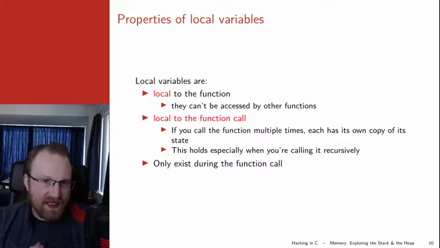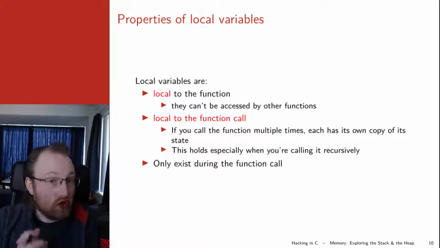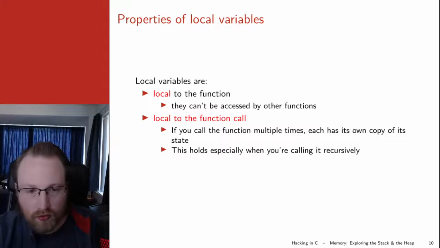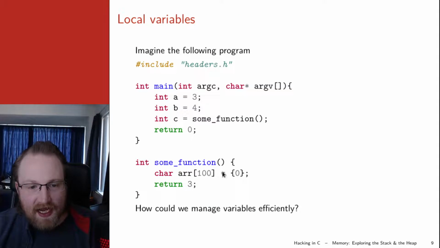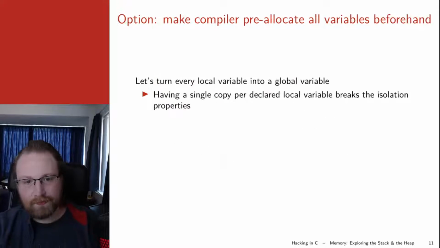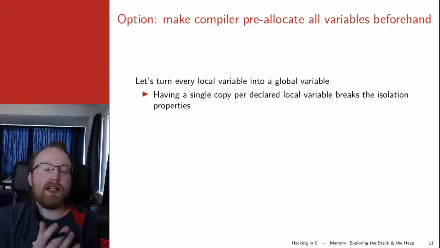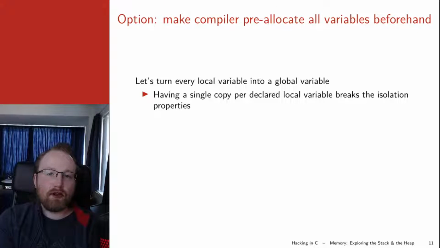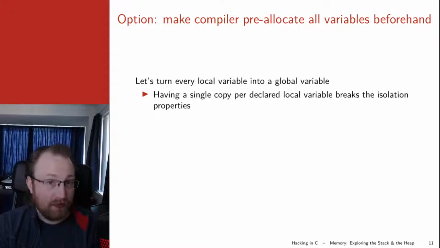And the final property is they only exist during the function call. As soon as you exit that function, or in terms of that previous slide, as soon as some function returns this value 3, then this character array stops existing. Okay, so how do we do that? Well, what we could do is make every local variable a global variable.